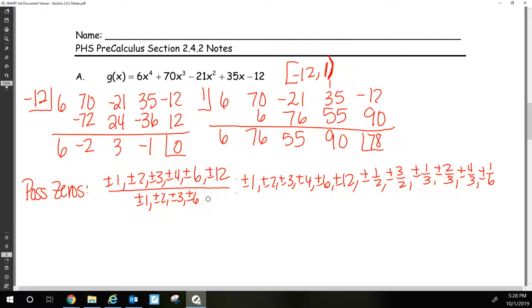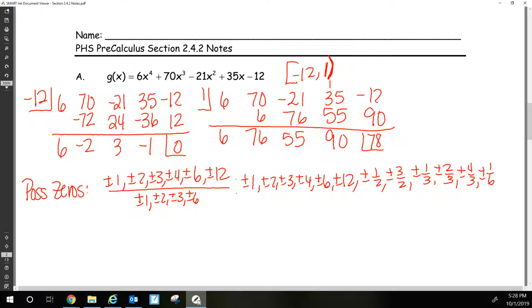2 divided by 6 is 1/3. We have that one. 3 divided by 6 is 1/2. We have that one. 4 divided by 6 reduces down to 2/3. We have that one. 6 divided by 6 is 1, 12 divided by 6 is 2. So this is our number.